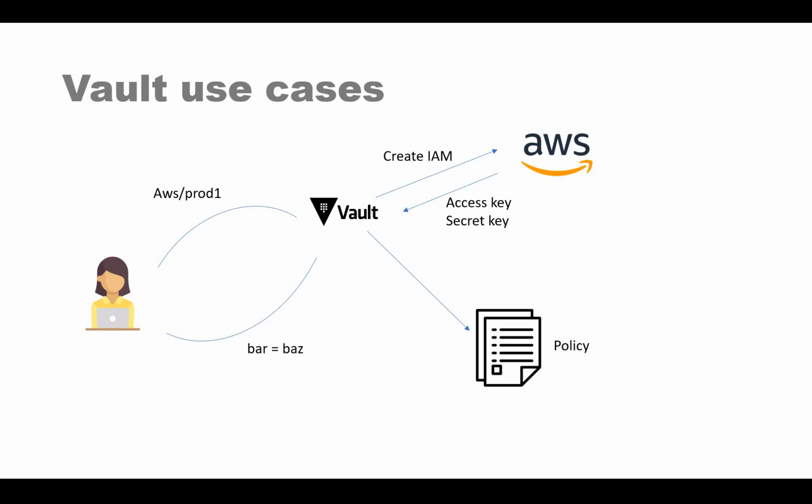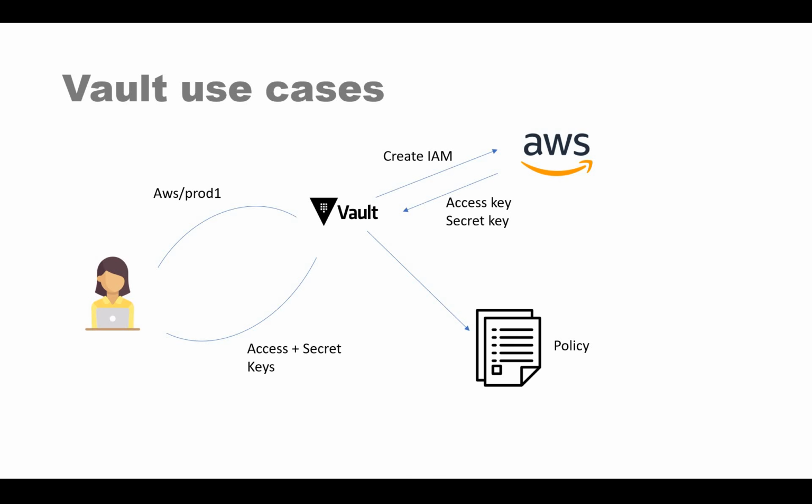Sorry, it's not bar equal to bus. The presentation is not updated. Okay, updated this now. Then Vault will share the access key plus secret key with the developer so they can access the AWS account. So this is another simple case of identity-based access management.